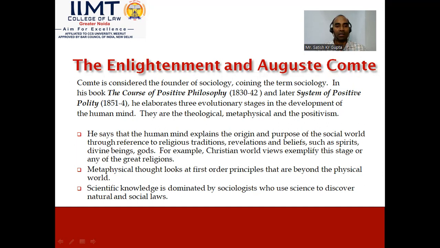The second stage is the metaphysical stage, which looks at first-order principles that are beyond the physical world. That era runs from 1200 to 1800. In that era, there were metaphysical principles that existed in our society. That means there was a king, a monarchy, and the king who rules us. All these things we can see in that stage.